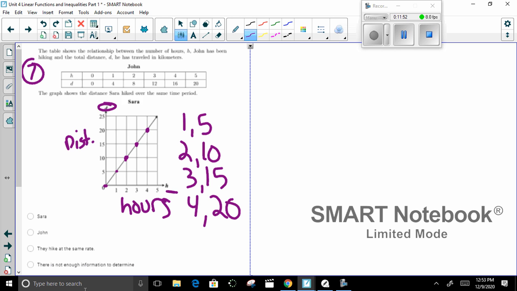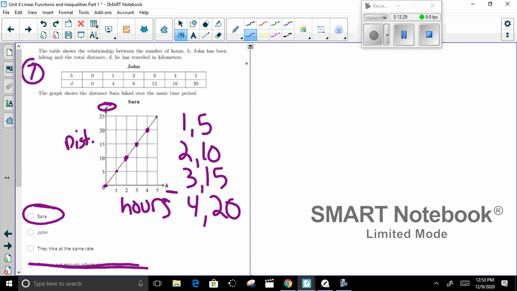I don't see the question here unless I forgot to copy the question, but I'm assuming the question is, whose rate of change is higher? Sarah, John's, they hike at the same rate, or there's not enough information? Well, I certainly have enough information. Do they hike at the same rate? After 1 hour, John hiked 4 kilometers. After 1 hour, she hiked 5. Sarah has the greater rate of change, or the greater slope.